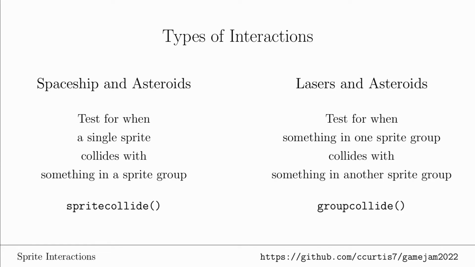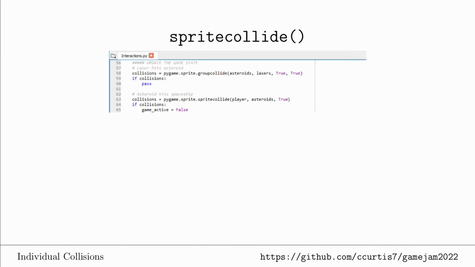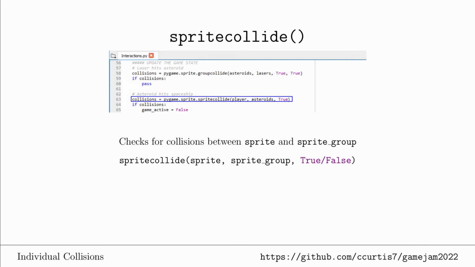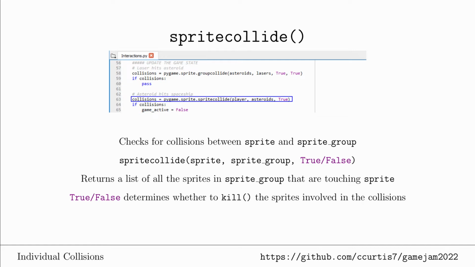Depending on the type of interaction we're looking at, we'll need a different function. For collisions between the spaceship and the asteroids, we will use the spritecollide command. This is for collisions between a single sprite and a sprite group. The spritecollide command takes three parameters: a sprite, a sprite group, and a true or false. If there are collisions, this will return a list of sprites in the group that collided with the solo sprite. We're going to need that list in a little bit, and so we'll set this equal to a variable. The true or false determines whether to kill the sprites in the collision. In this case, we want the asteroid to disappear upon contact, and so we'll set this to true.